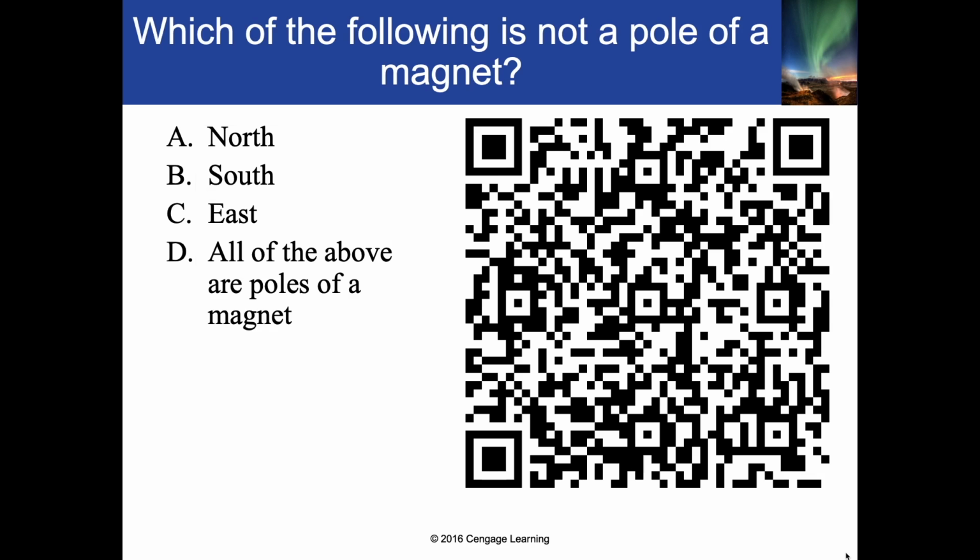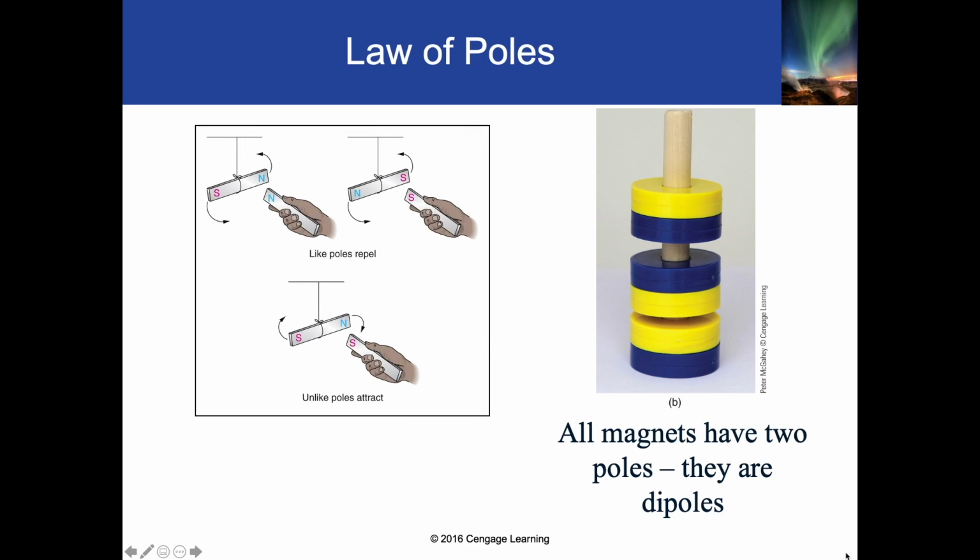All right, next question. All right, so the law of poles. Like poles repel, and unlike poles attract. So if you point the north end of a magnet to the north side of a magnet, it's going to make the magnet, if it's on a string, turn away from it, right? But it's also going to make the south side of the magnet turn towards the magnet that's in your hand, right? And the same is then true of the other side too.